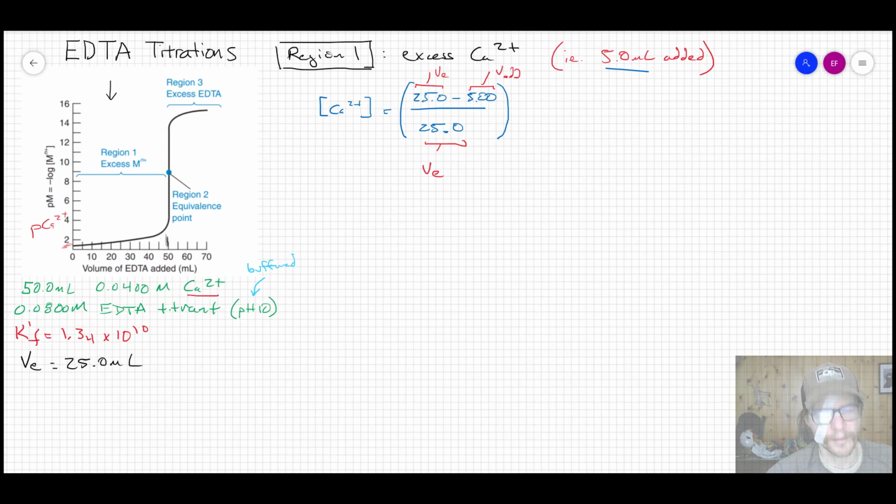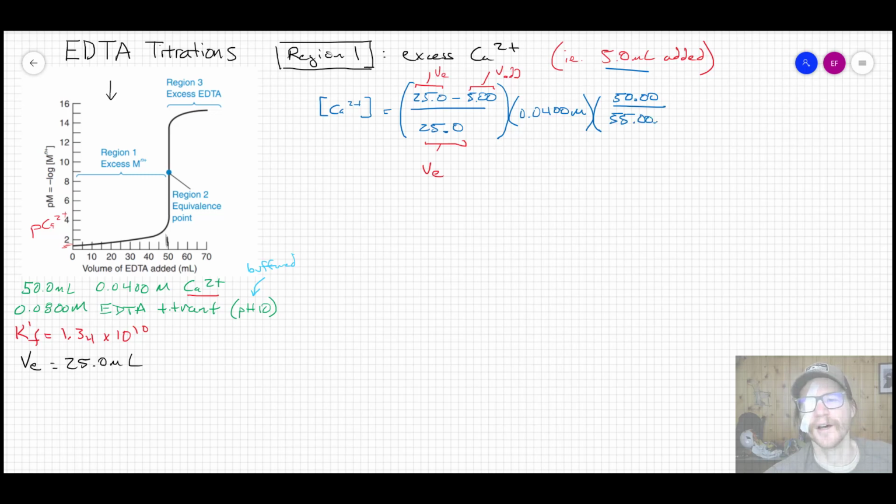which I then need to multiply by the original concentration of calcium in the system, which was 0.0400 molar. And then I need to multiply this by my dilution factor here, which in this case is going to be my 50 mL that I started with of the calcium solution divided by the 55 mL.